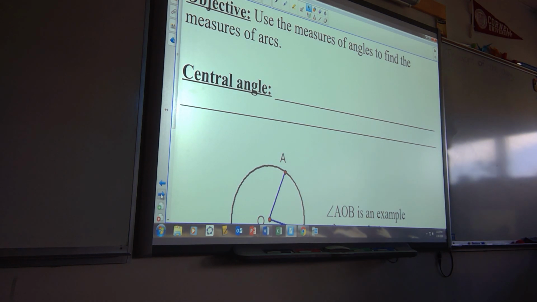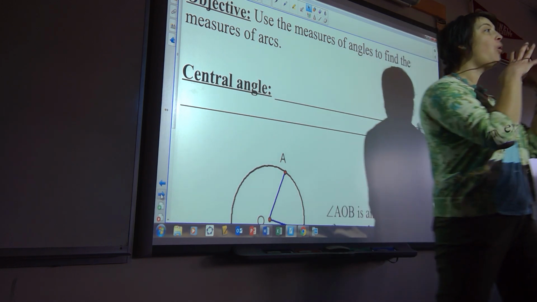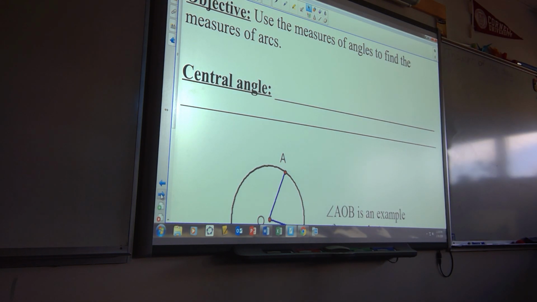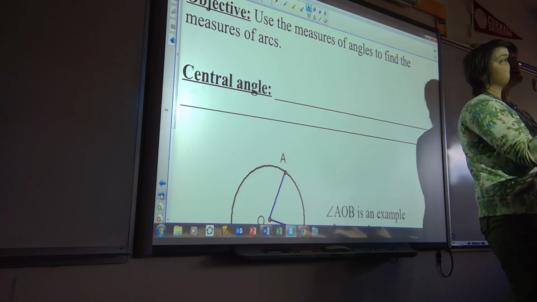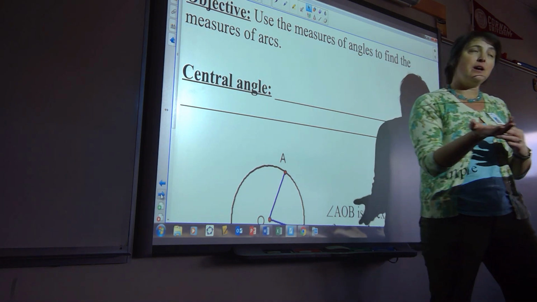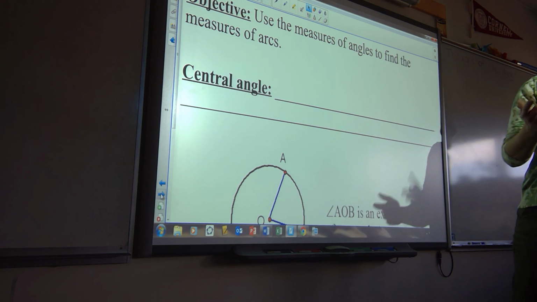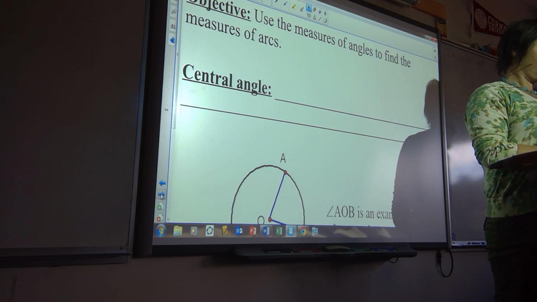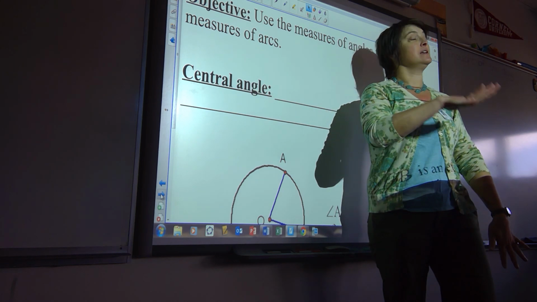Let's talk today about arcs. Now, arcs are portions of the circumference, and we will talk about measuring arcs in two different ways. The first way that we can measure an arc is based on its degree. The other way we could measure it would be a portion of the circumference. That would be called its length. Today we're only talking about its measure, so it will always be in degrees.